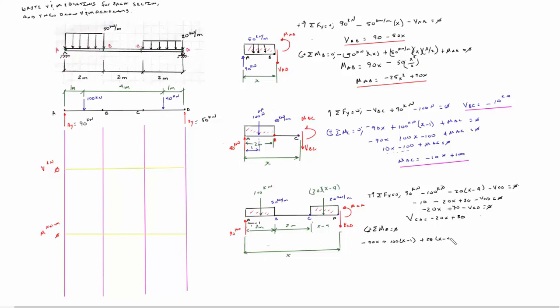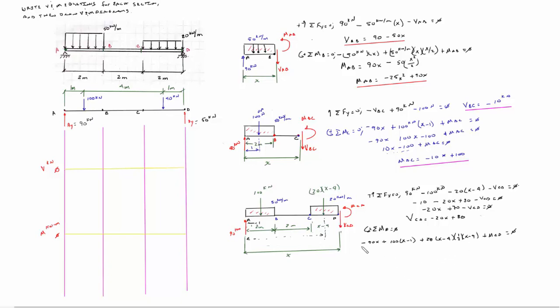20x minus 4. And then we have to go halfway through. So what we're doing is we're looking at this distance right here. So if this is x minus 4, it's going to be half of x minus 4. So that's going to be 1/2 of x minus 4, plus the moment from C to D is all equal to 0.